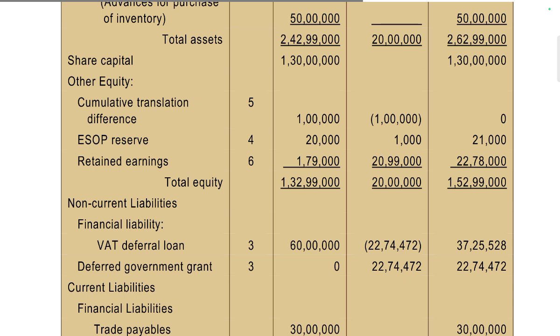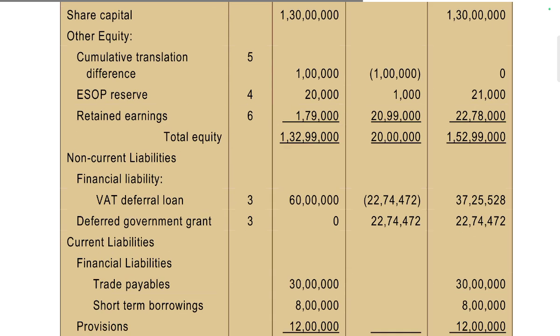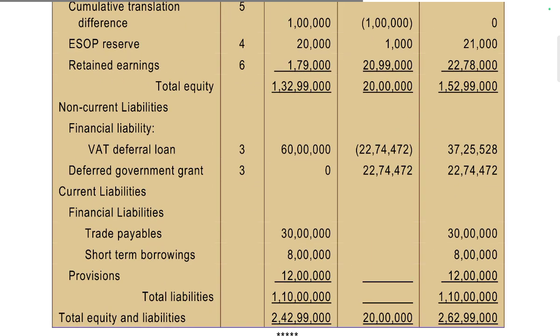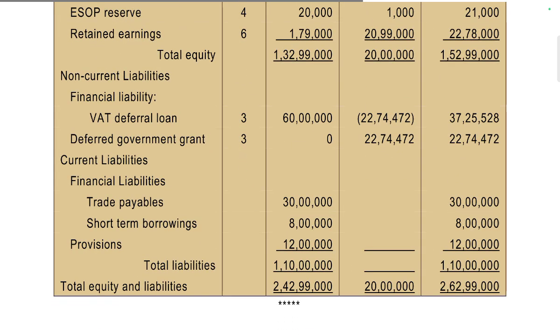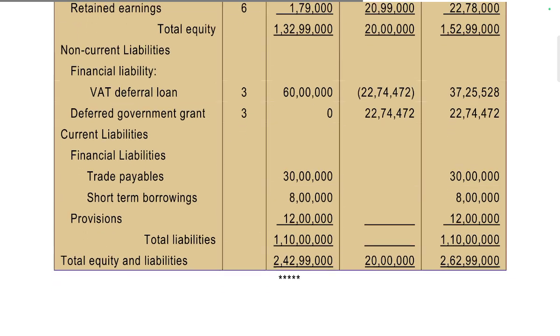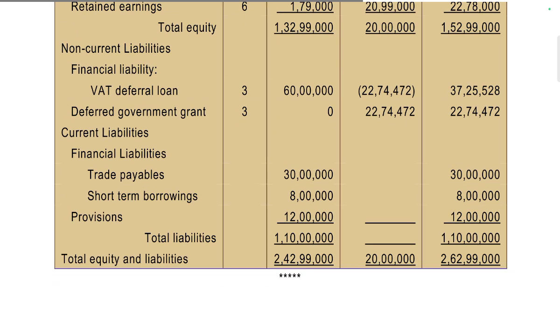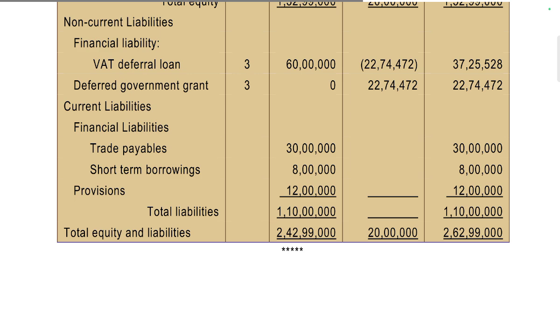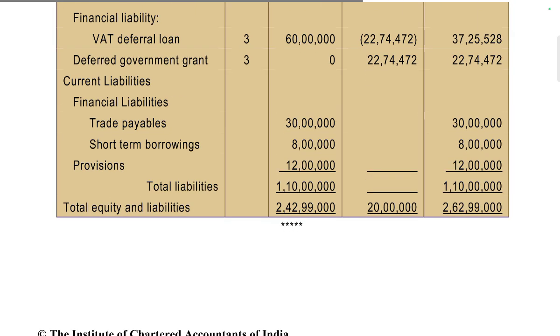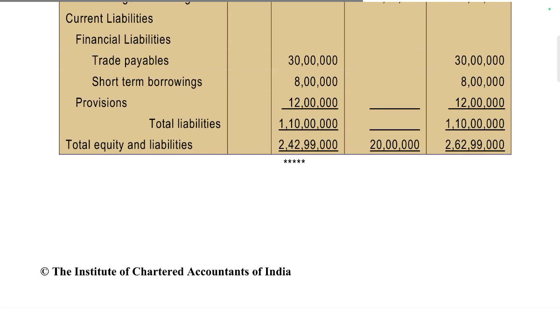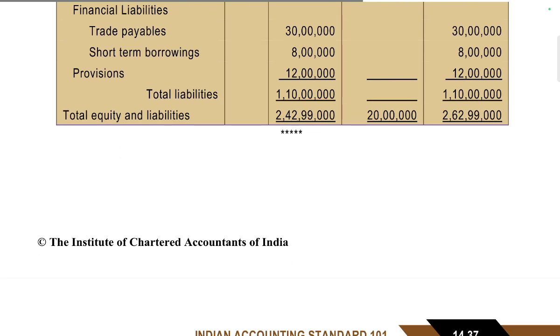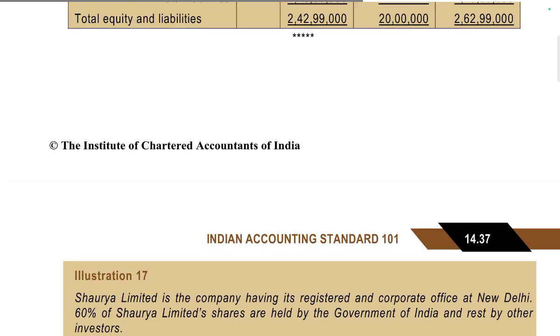Total assets. Equity: share capital 1 lakh 30,000, other equity: cumulative translation difference 1 lakh reduced by 1 lakh, so zero. Retained earnings and ESOP: 20,000 plus 1,000, so 21,000. Retained earnings: 1 lakh 79,000 plus 20 lakhs plus 1 lakh minus 1,000 plus 1 lakh 29,000 is 22 lakhs 79,000. VAT deferred liability: 60 lakhs minus 22 lakhs 79,000 is 37 lakh 20,524. Government grant 22 lakh 76,474. Current liabilities: financial liability, trade payable 30 lakhs, short term provision 8 lakhs, provision 12 lakhs. Total liabilities and equity 2 crore 62 lakh 99,000.